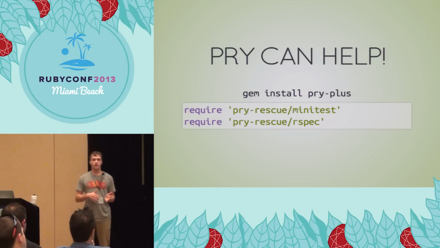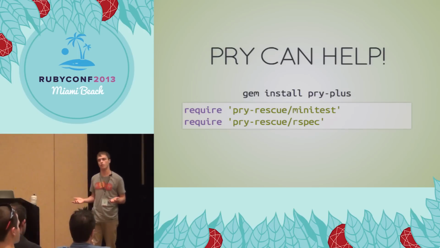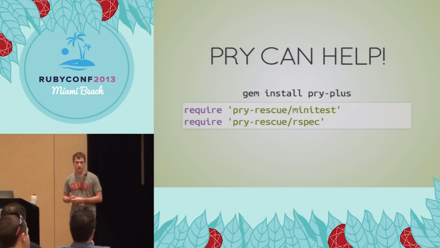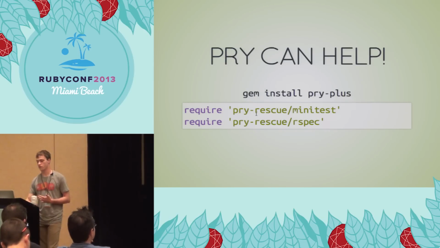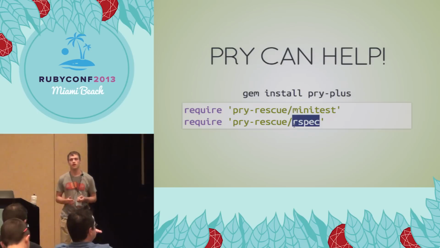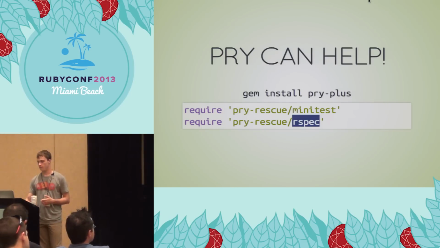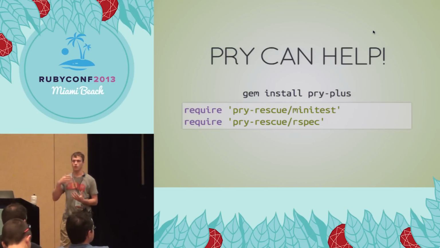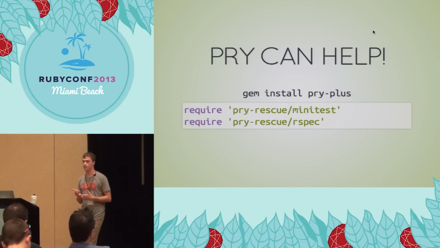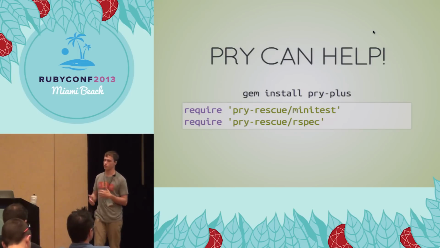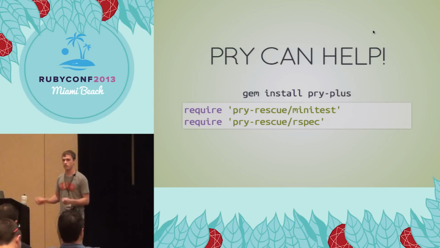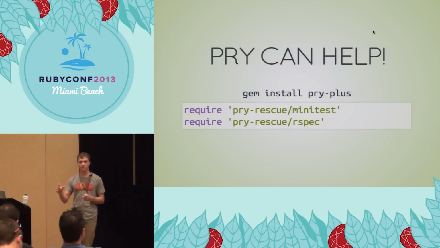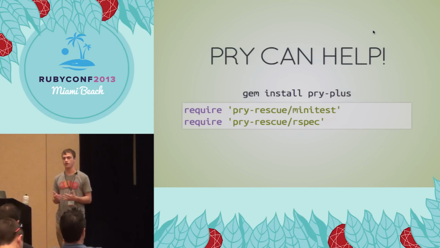So if you're running on Ruby 1.9 or Ruby 2.0, install Pry Plus, and you'll get a whole load more magic along with your Pry. And the two things I want to point out explicitly are Pry Rescue Minitest and Pry Rescue RSpec. These things are kind of magic. What they do is when your tests fail, instead of having to wait for the other 452 tests to pass and then seeing the error message underneath, they just pause you right there and say, this test failed. Maybe you should look at it right now. It will save you time.